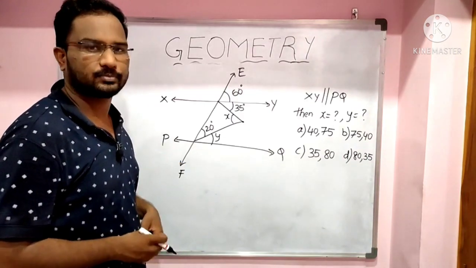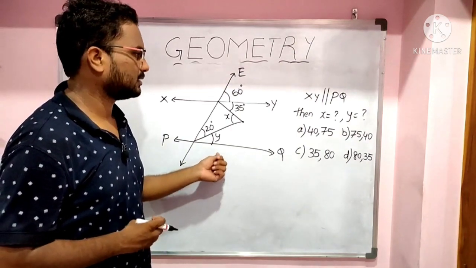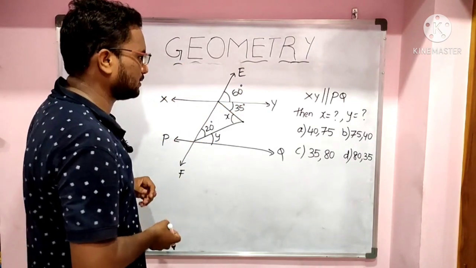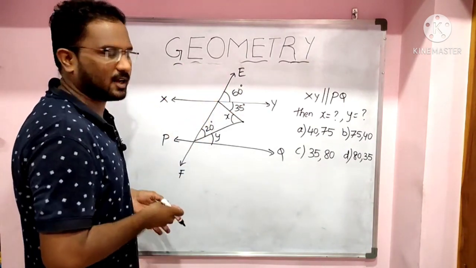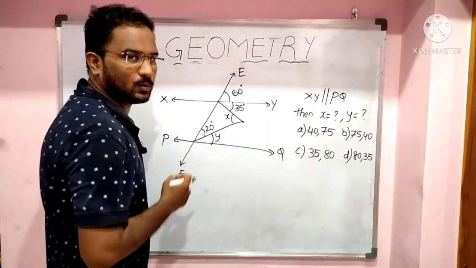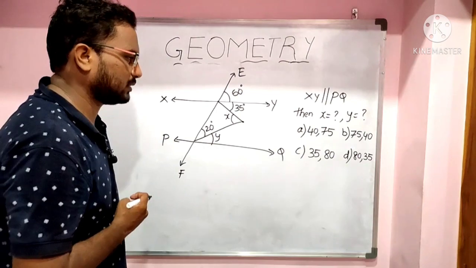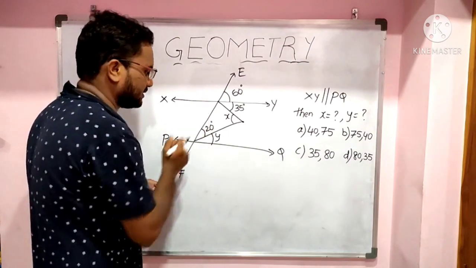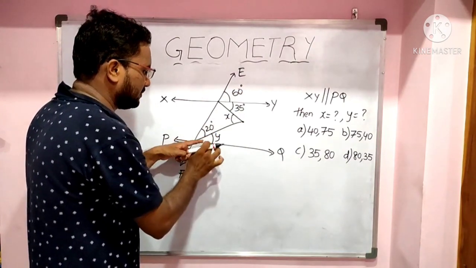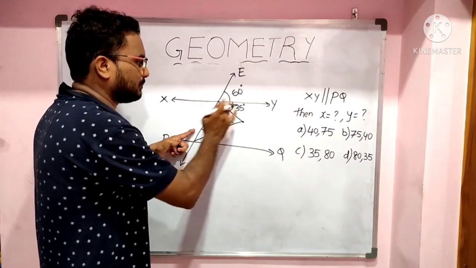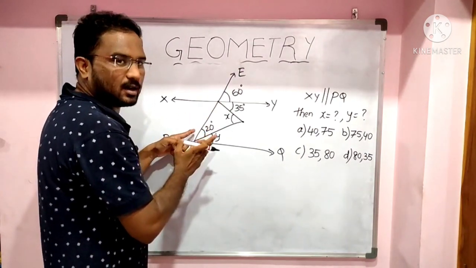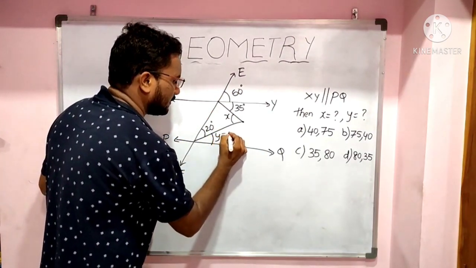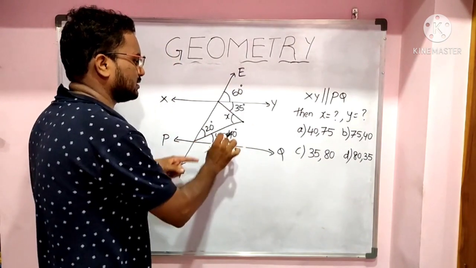So next problem, we are given a figure, and XY is parallel to PQ. Then EF is the transversal. We need to find x and y. How can you find x and y? First of all, these two lines are parallel lines and this should be the transversal. If this is 60, this should be 60, because if two parallel lines are cut by a transversal, then corresponding angles are equal. Then y should be equal to 40.